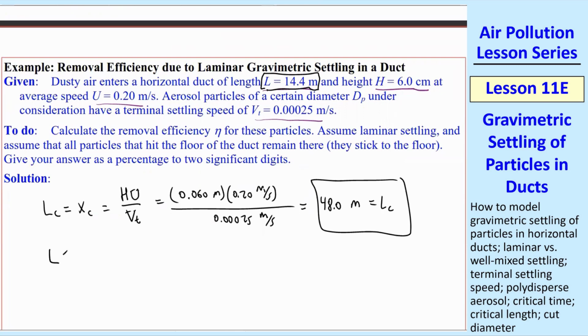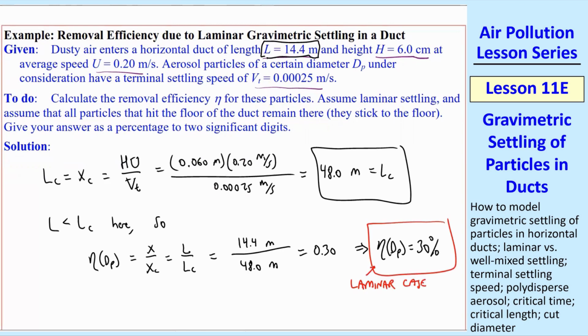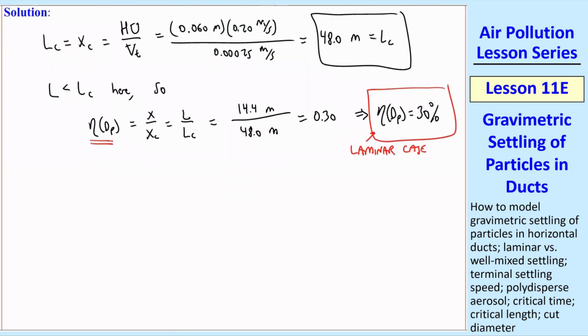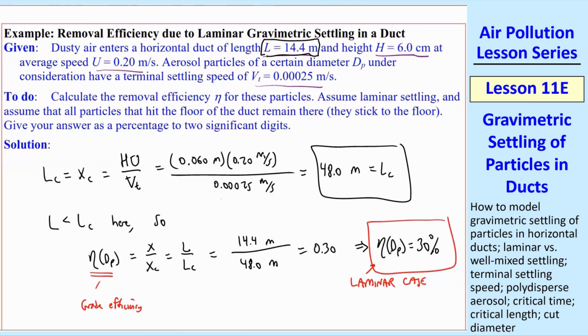Well, here, L is less than Lc. So eta of dp is x over xc or L over Lc. Typically, L over Lc makes more sense, so we'll use that most often. Plug in L and Lc, and I get 0.30. So eta at this dp is 30%. This is the laminar case. Now remember, this grade efficiency is eta as a function of dp. If we repeat this analysis for different particle diameters, you'd get a different Vt.